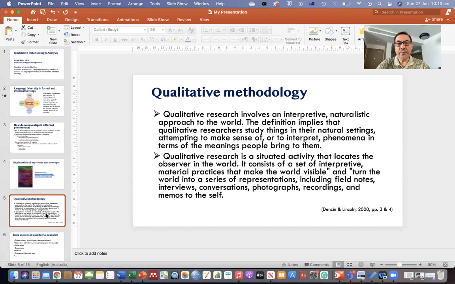That locates the observer in the world. It consists of a set of interpretive material practices that make the world visible and turn the world into a series of representations, including field notes, interviews, conversations, photographs, recordings, and memos to the self. So these are the type of methods that qualitative researchers usually use in order to collect their data.